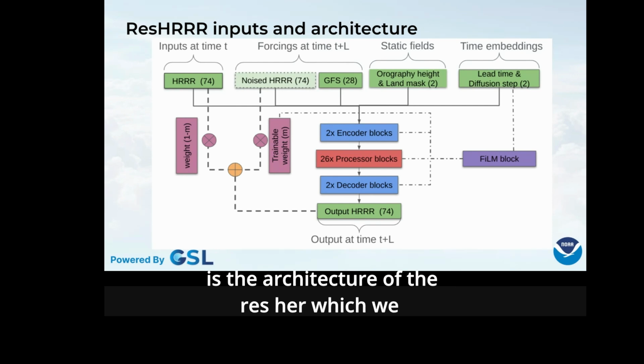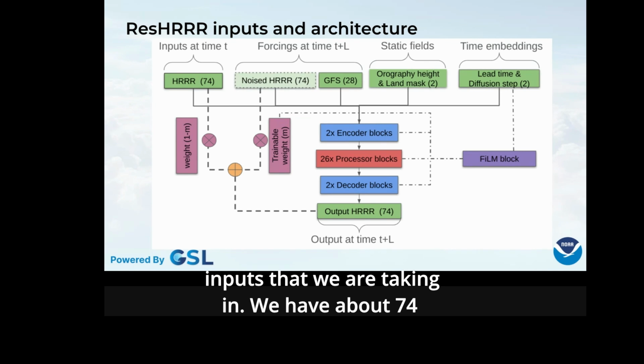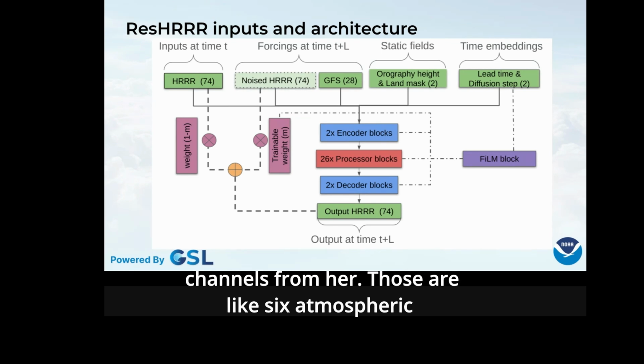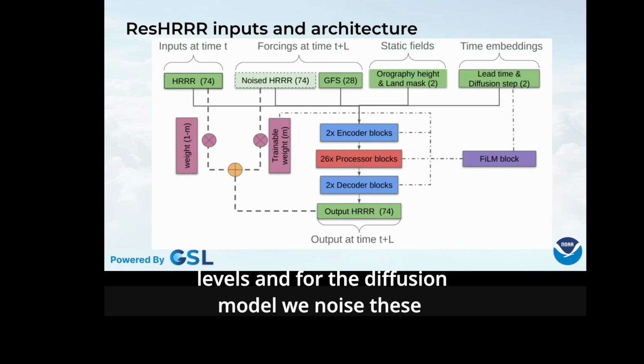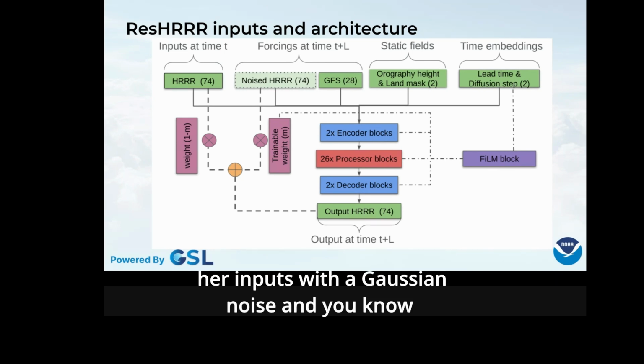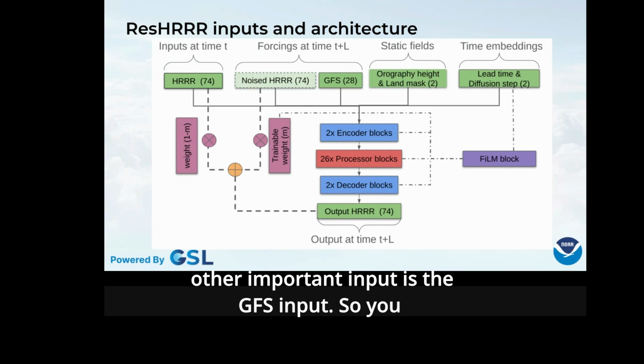So this is the architecture of the ResHer, which we now call HRRRCast. In the green top row, you see the inputs that we are taking in. We have about 74 channels from HRRR. Those are 6 atmospheric variables on pressure levels, and 2 surface variables. And for the diffusion model, we noise these HRRR inputs with a Gaussian noise, and that adds an additional 74 channels. And the other important input is the GFS input.